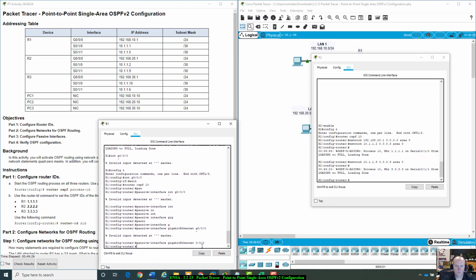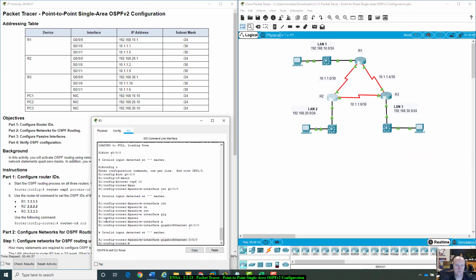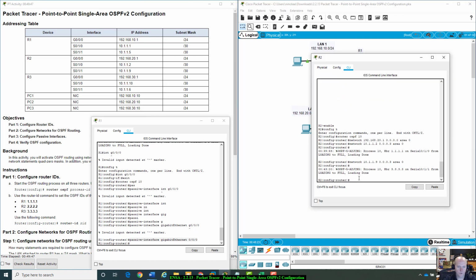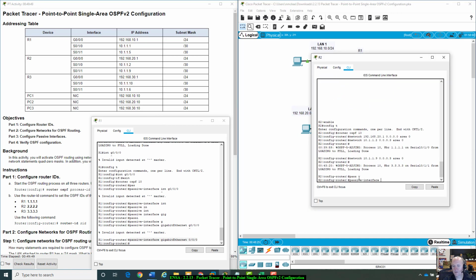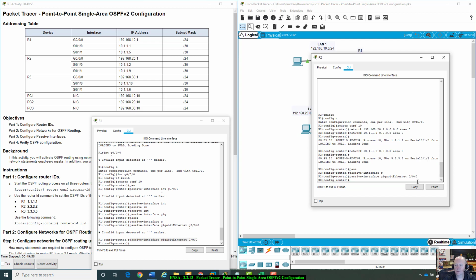So we can actually do this. Let's copy that. Whoops. Copy that. Export. What? Copy. It doesn't like me to do that. Interface locked. All right, so let's go to R2. We're in config router already, so passive interface, gigabit. R2 is gigabit 0/0. As a matter of fact, all of them are gigabit 0/0, so 0/0. That's good.